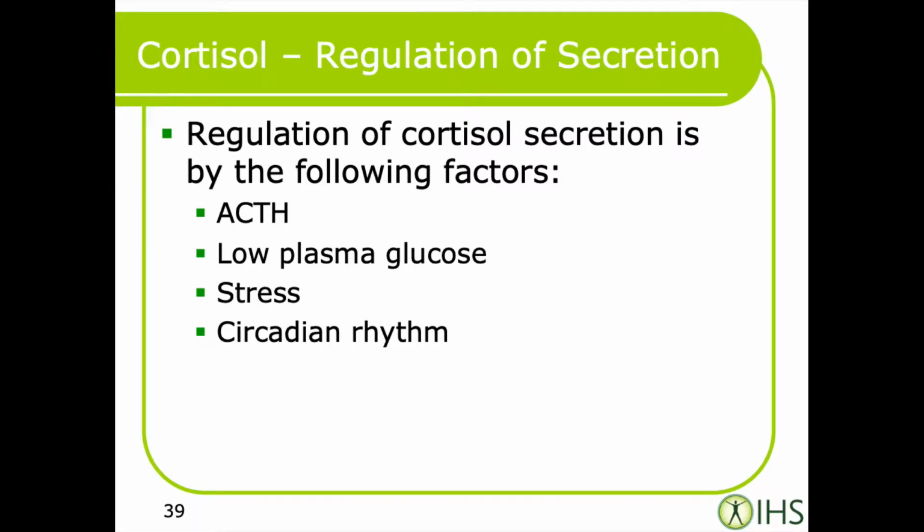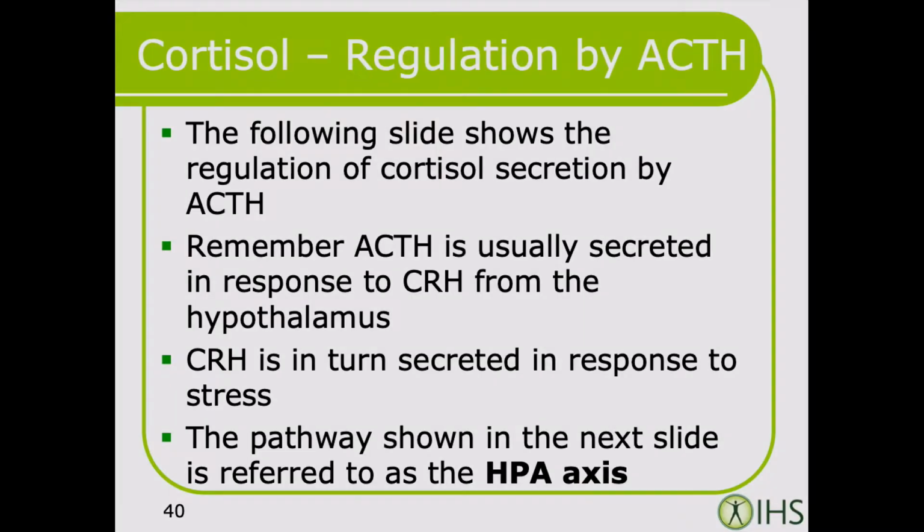So we'll look at cortisol first. Its production is stimulated by a number of different things. The first one is ACTH, from the pituitary gland, then low plasma glucose, stress, and circadian rhythm. The following slide shows the regulation of cortisol secretion by ACTH. Remember, ACTH is usually secreted in response to CRH from the hypothalamus. CRH is in turn secreted in response to stress.